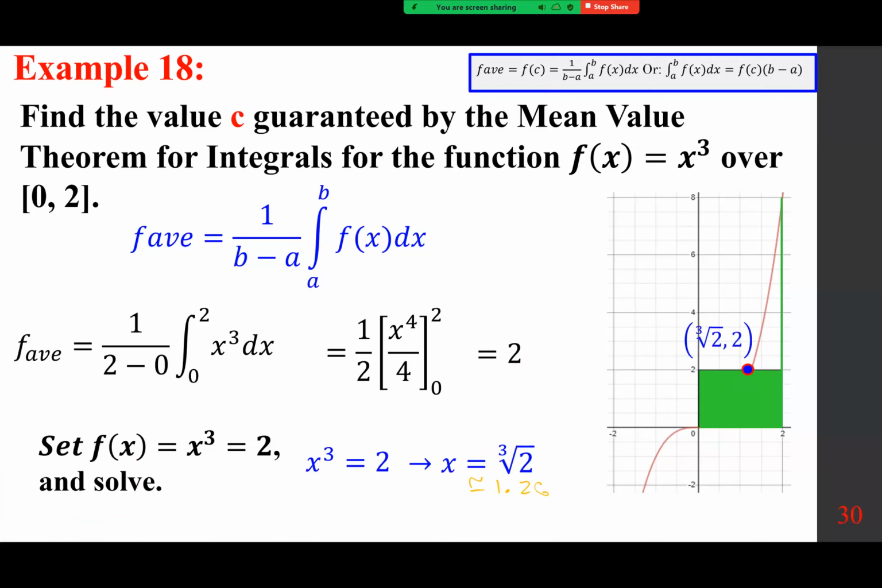So this point has the exact location x equals cube root of 2, which is about 1.26. See, 1.26. And the y coordinate of 2.